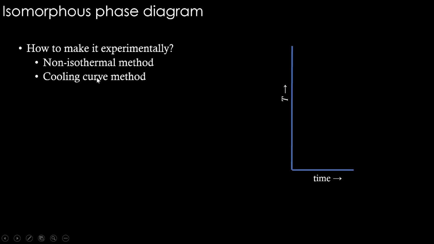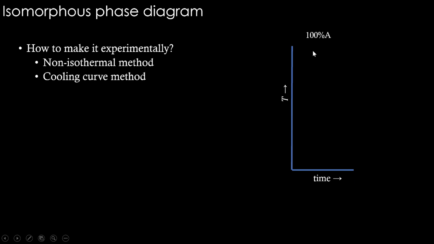So this is a non-isothermal method. Non-isothermal in the sense that we are not going to keep things at one temperature for a long time, which is supposed to be the equilibration treatment method, but we are not going to do that here. We are going to use something called a cooling curve in this method. Okay, what is a cooling curve? It's a temperature versus time plot.